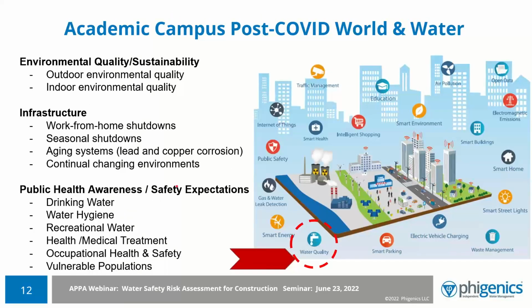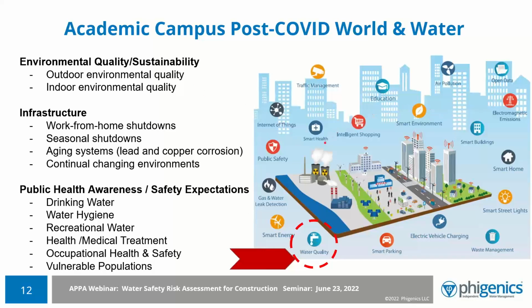Then what is the academic campus in the post-COVID world, and what does that mean for water? So this is a diagram that people show a lot about smart cities or smart campuses. And when I talk to people about water, we're just an icon on the list. And that's about the end of it until there's a water crisis like Flint, Michigan or something else. But people don't often talk about water the same way they do air quality, for instance, as we've just experienced with the pandemic.